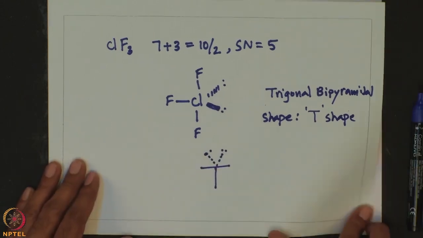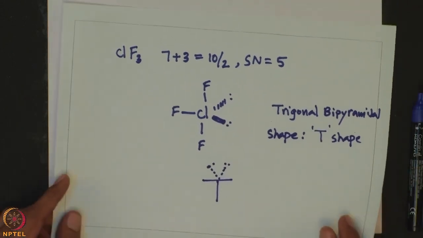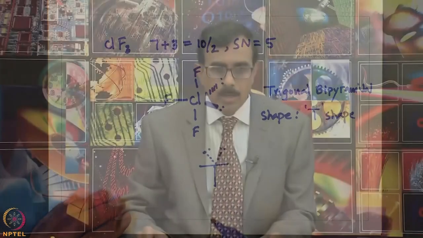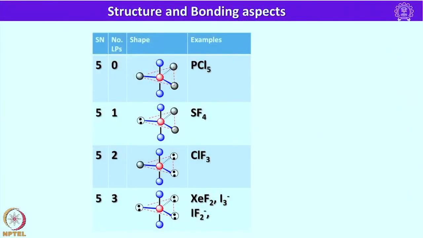So this is how one can also write the correct structure for ClF3, showing 3 bonded pairs and 2 lone pairs. Another case is, in case of steric number 5, having 3 lone pairs and 2 bonded pairs. Example, I am going to consider here, of course I have given examples of XeF2, xenon difluoride, and IF2- and I3-.